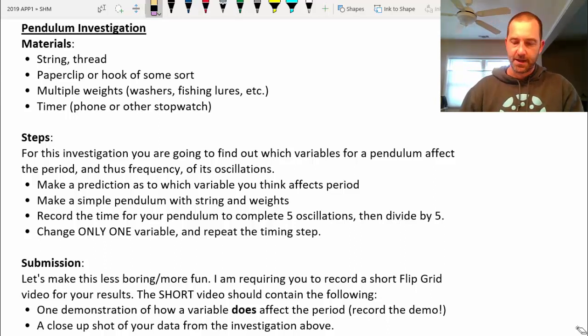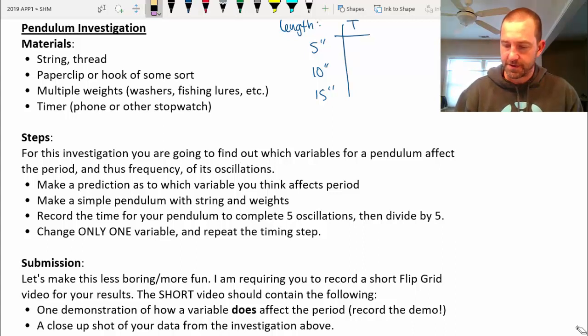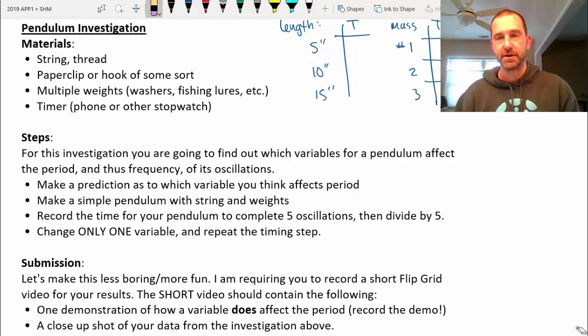Build a little table, and that table could look something like this. So we could have, let's say, length, and you could actually measure it out. You could say, what if it's 5 inches long, 10 inches long, 15 inches long, make those adjustments, and then you can calculate what the period is for each of those and see if it changes. You could also do that with the mass, except here you might do the number of things. So it could be 1 washer, 2 washers, 3 washers, and then again, measure the period and so on.